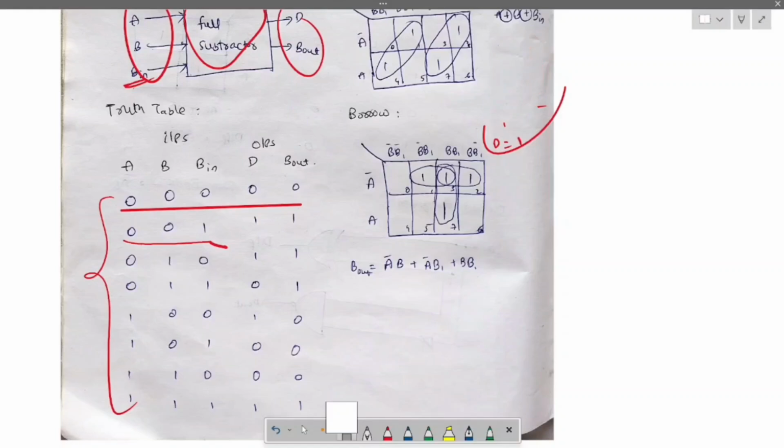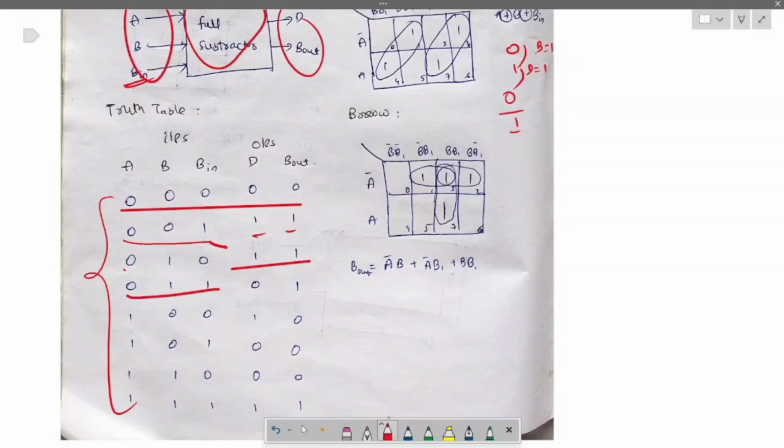So let us erase this. What is the output for this? Sorry, 0 1 0. Here we need to take borrow as 1, and the difference is 1. Up to here, the borrow is 1 and the difference is 1. Now 1 minus 0 is 1. Difference is 1, and borrow is 1.